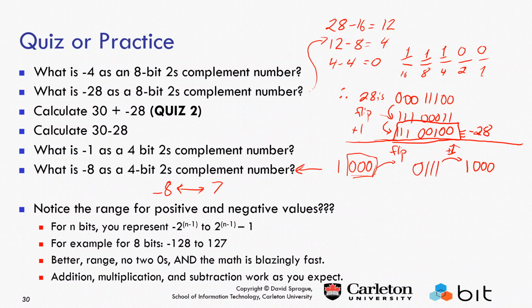Try 30 plus negative 28 and see how well you do. And then maybe try what negative 30 is as an 8-bit 2's complement number. Try out some various numbers and see how things work for you. Okay?